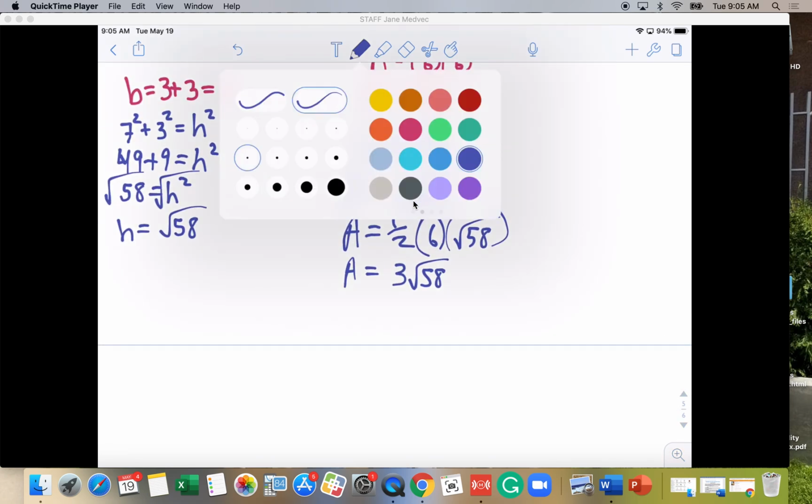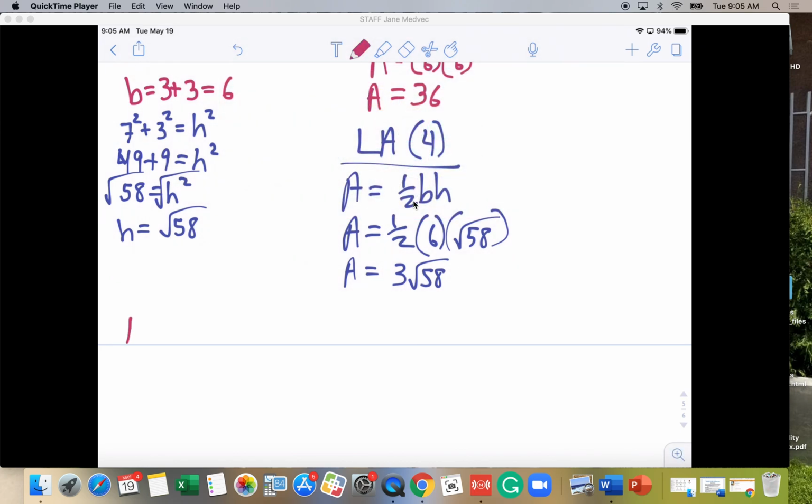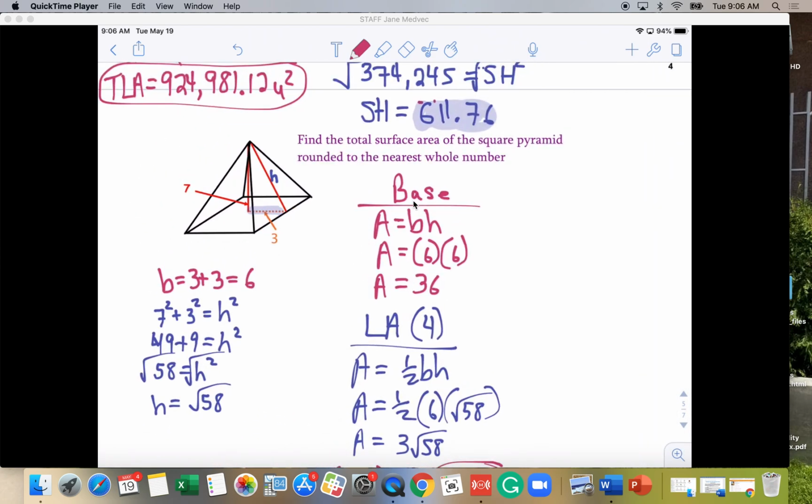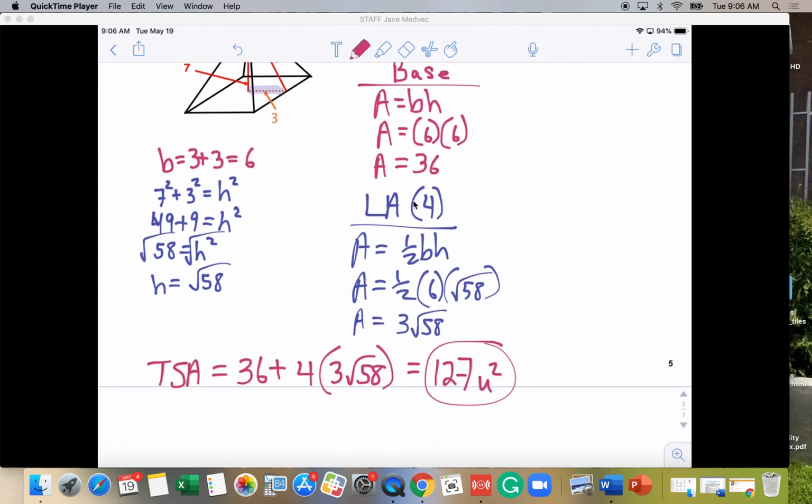Now I'm going to go back and say, okay, the total surface area: I have the base, plus 4 times the lateral area. When I do that, I end up with 127, and it would be units squared. I stopped at 127 because the problem says to the nearest whole number. Otherwise, they tell you how to round.